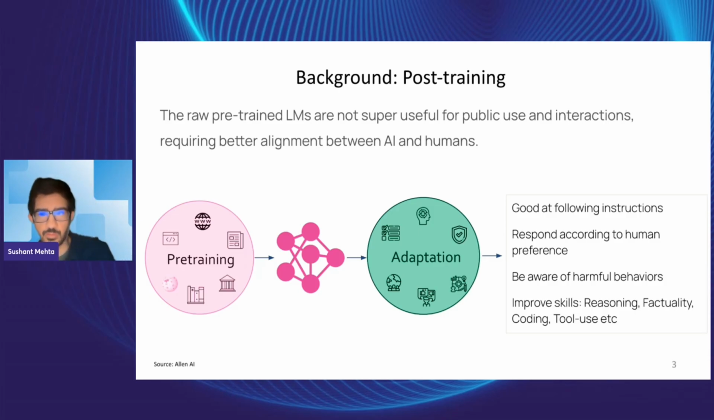These capabilities could look something like it's better now at following instructions. It actually has some idea what human preferences are, because that also goes into post training, and we'll go into some details there later. It should be aware of what harmful behaviors are, and how to refrain from those. And then also, very importantly, we want to improve its skills across several different verticals, such as reasoning, factuality, coding, and tool use, which are essential for it to complete actually useful tasks that we want to do in our real life.